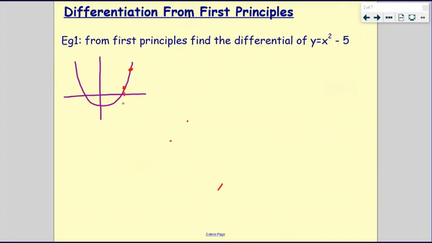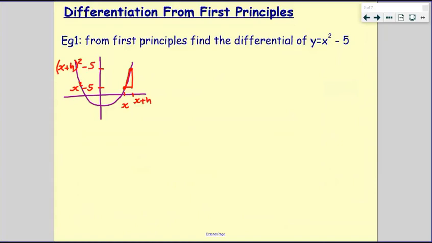I'm going to call that one x. And this one here will be the point x plus a little bit, which we call h. And that's the chord that we're going to look at. I'm sorry, it's a bit small. And there's our triangle that we're going to find. Brilliant. So we're going to put in the y value here. That will be just x squared minus 5. And here, the height of that point is going to be x plus h squared minus 5.